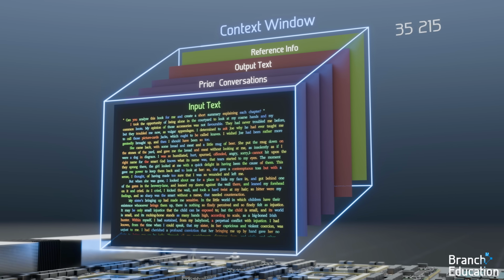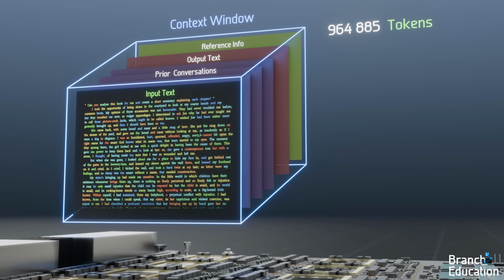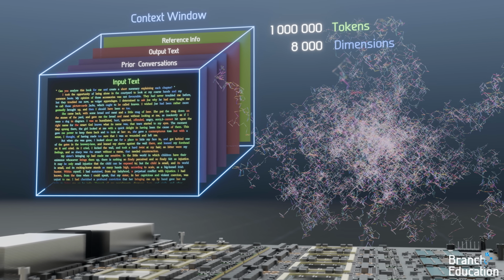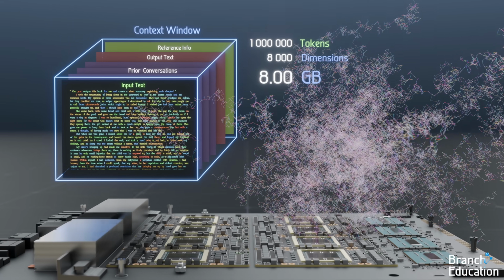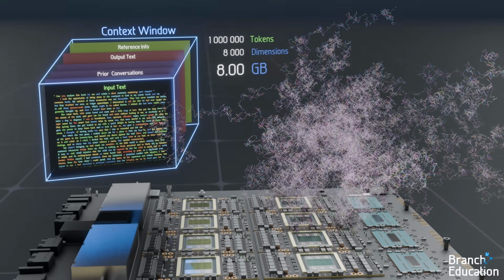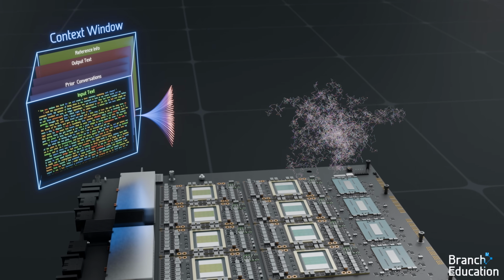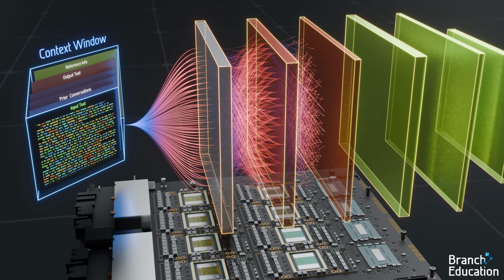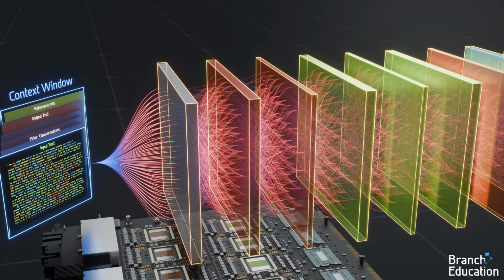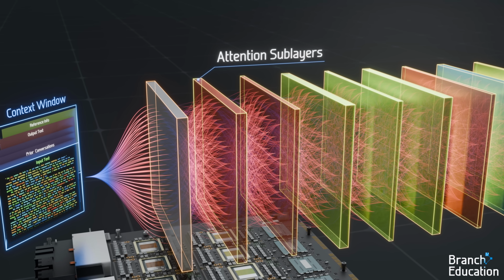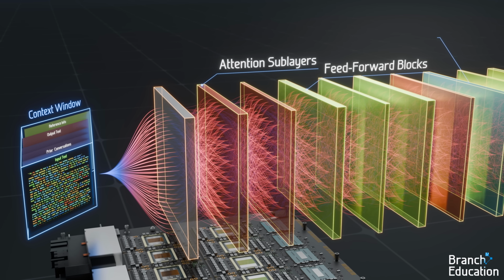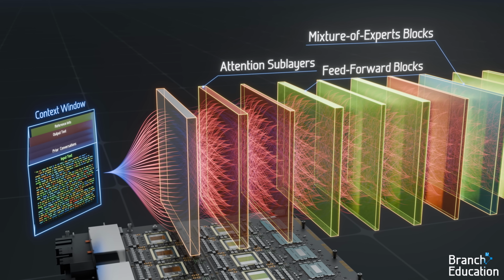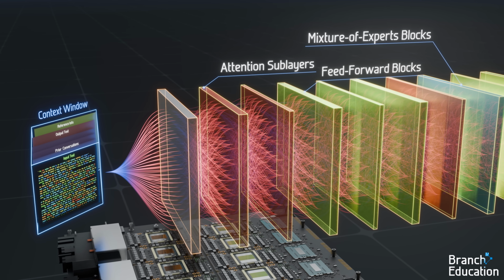Therefore, a context window of 1 million tokens, each with 8,000 dimensions, results in 8 gigabytes of data. To generate a response, the AI must feed the million-token context window through hundreds of transformer blocks. These blocks include attention sublayers, feed-forward or multi-layer perceptron blocks, variations of mixture of experts blocks, and many other components.